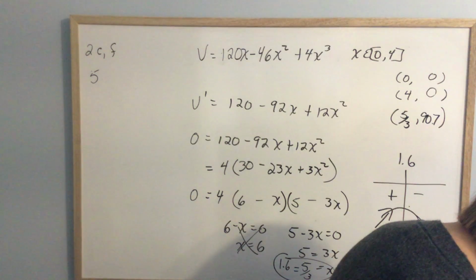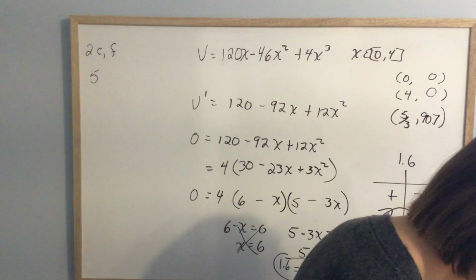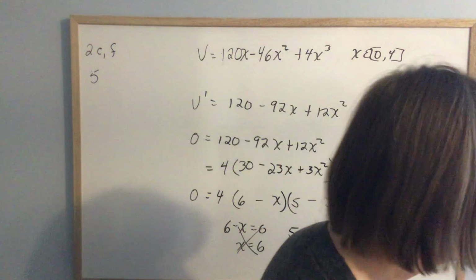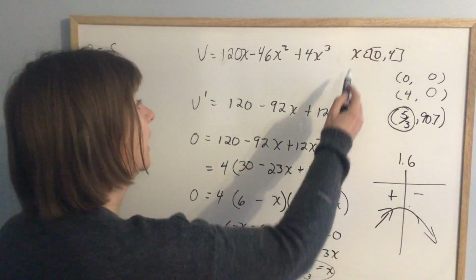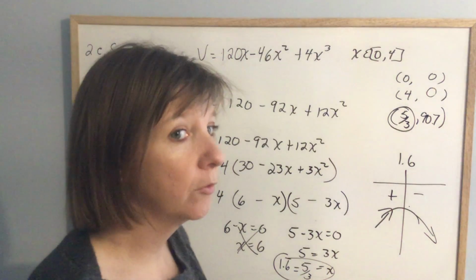It's hard to find the answers, eh? 5. Oh, there we go. 5 over 3 meters. Yep, that's what it is. So the maximum happens when the x value is 5 over 3.